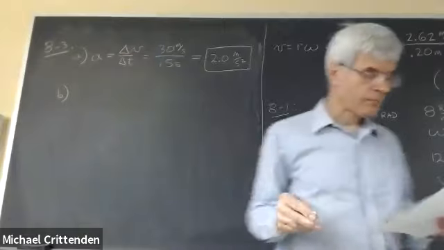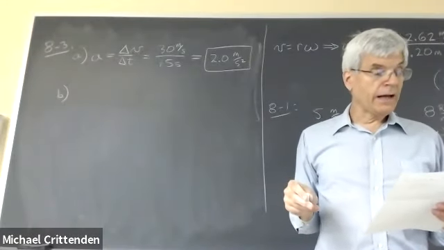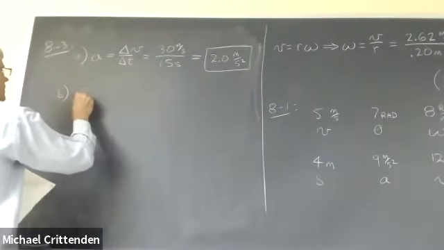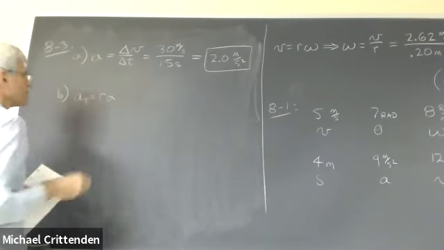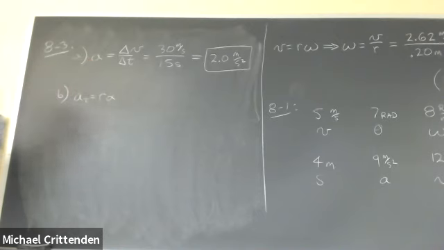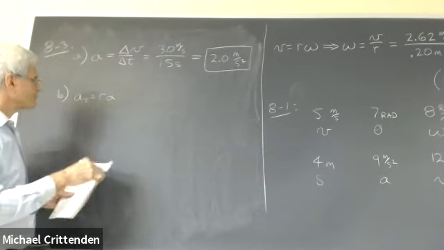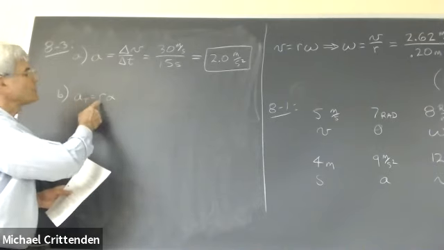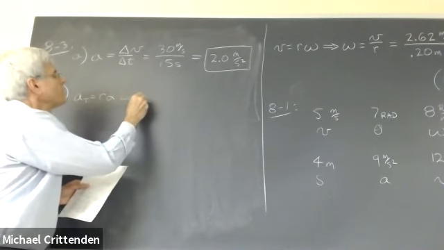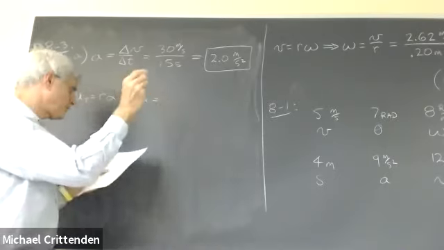B. The angular acceleration of the wheels. Well, the acceleration of the car equals the tangential acceleration. Of course, the little stone also has a centripetal acceleration, which comes from a whole different formula. That's equal to v squared over r. But this component of the acceleration is equal to r times alpha, and it's alpha the question asks for.